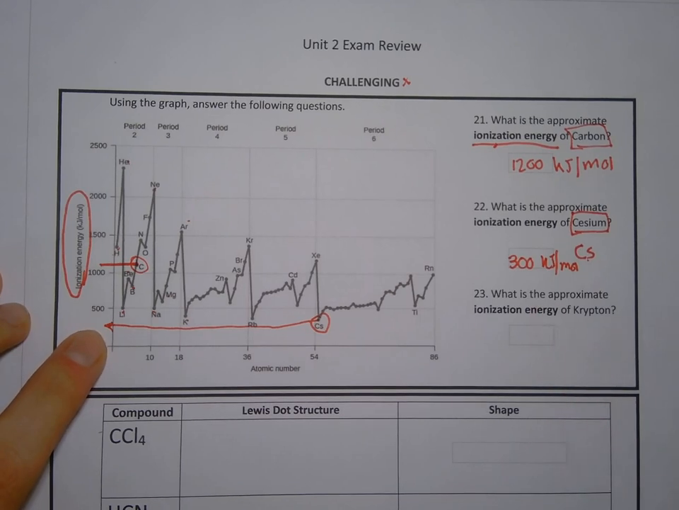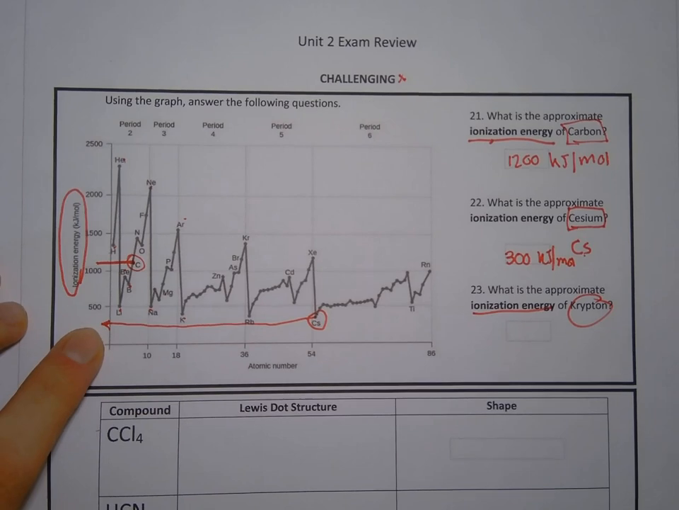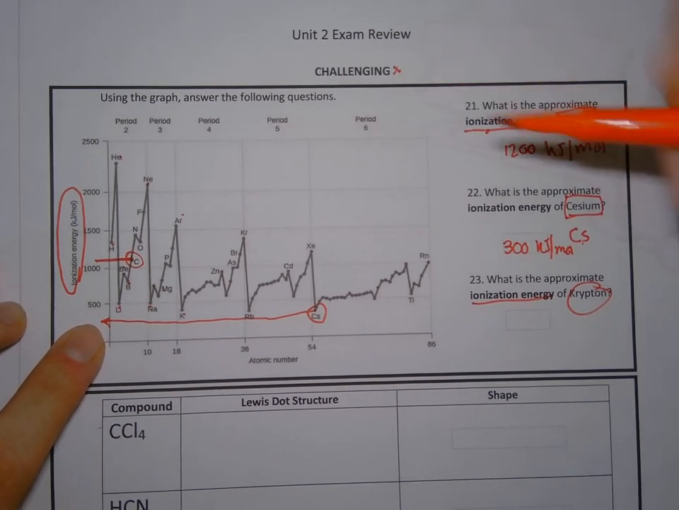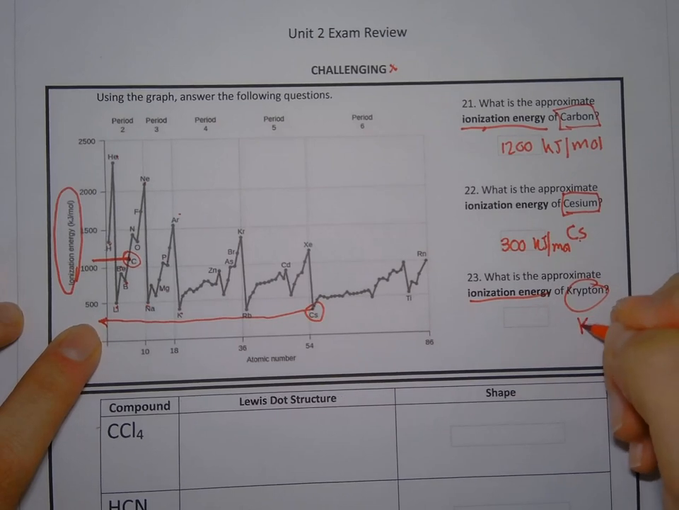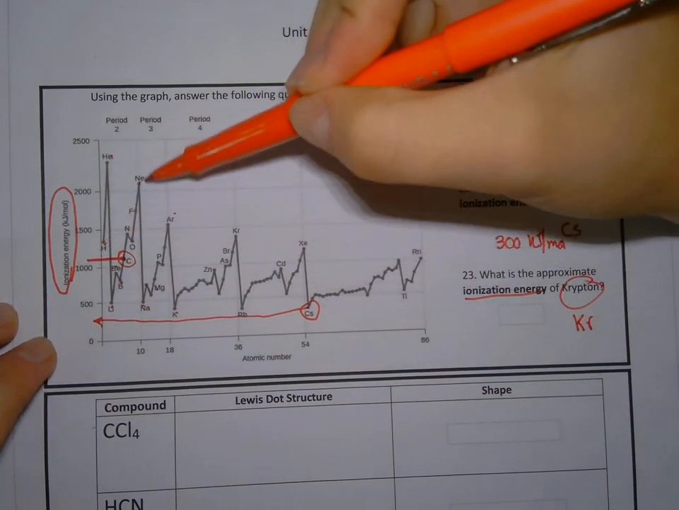And last one for this one. What is the approximate ionization energy of Krypton? Krypton is a noble gas. Sounds like the Superman's weakness. So Krypton is Kr. So I have to find Kr somewhere in here. Let's see, where is Kr?